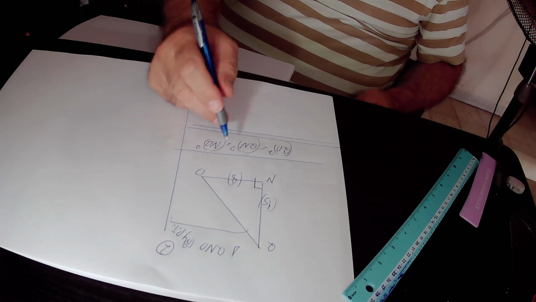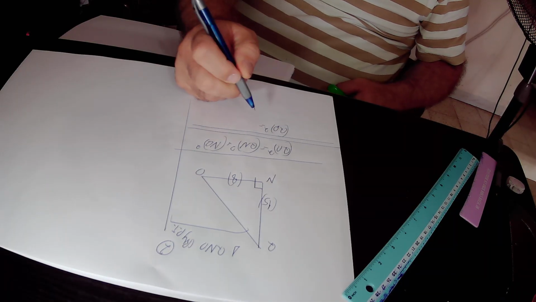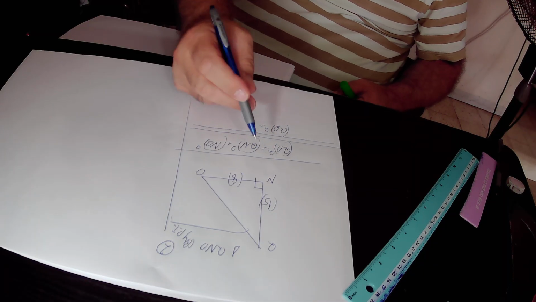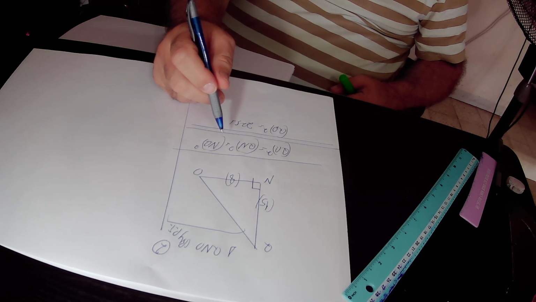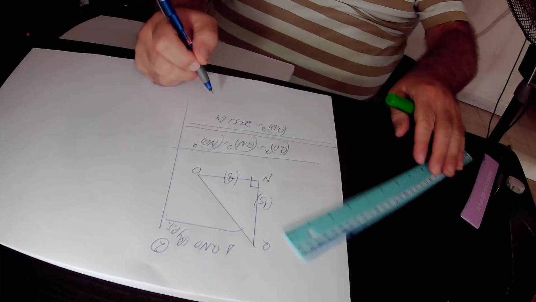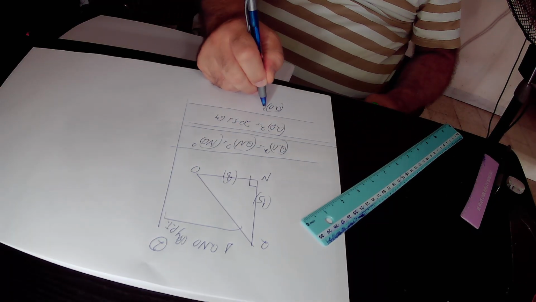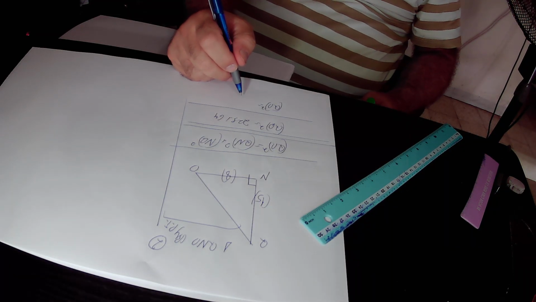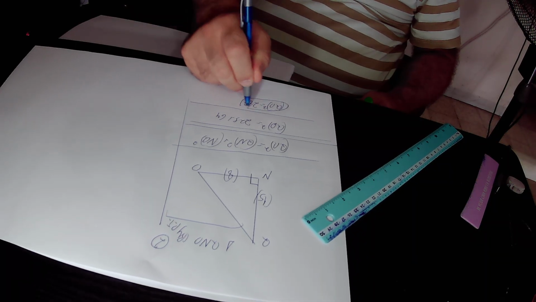QO is the missing side, so we leave it as it is. QO squared equals QN squared. QN is 15, therefore QN squared is 15 squared, that is 225, plus NO squared. NO is 8, therefore NO squared is 8 squared, that is 64. So in total, we find out that QO squared equals 225 plus 64. 225 plus 64 is 289. So QO squared equals 289.